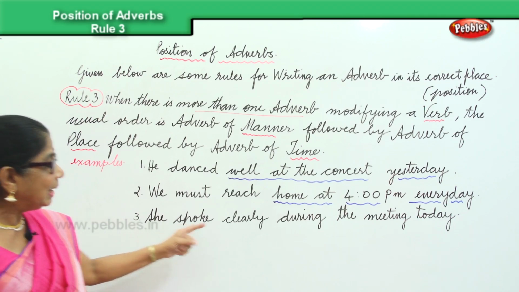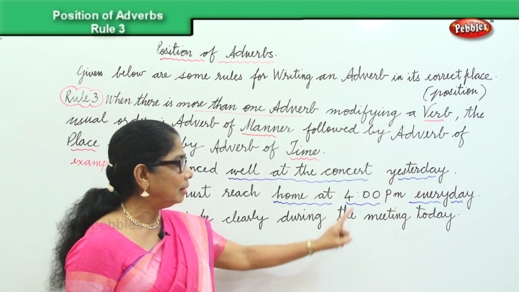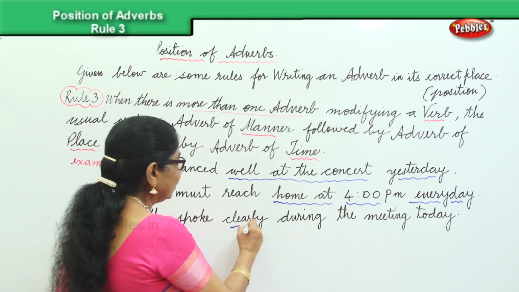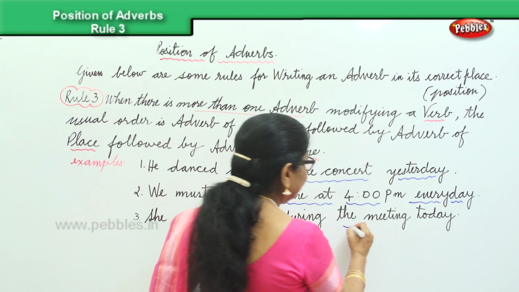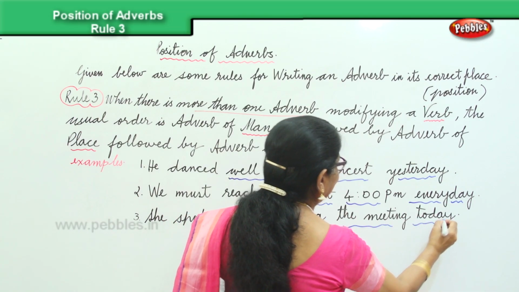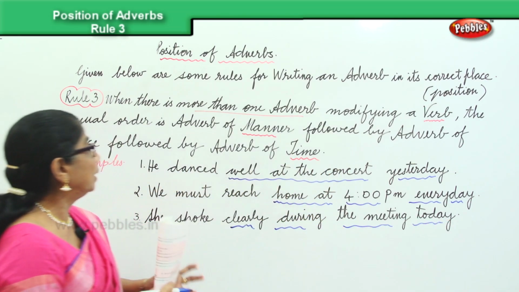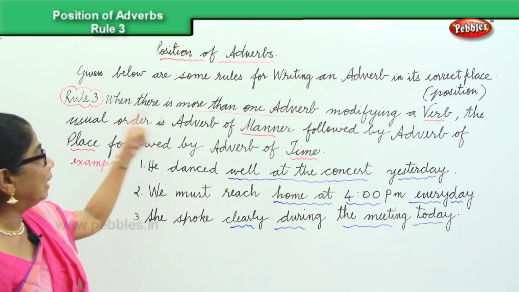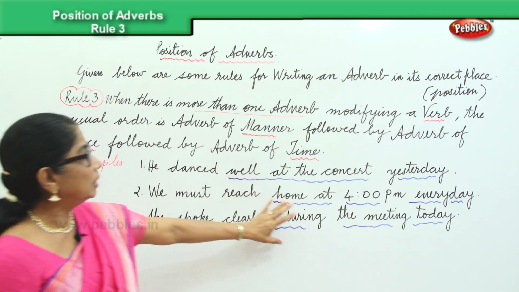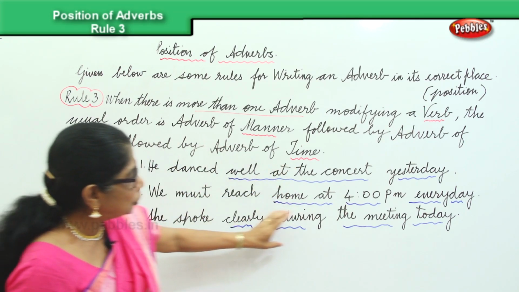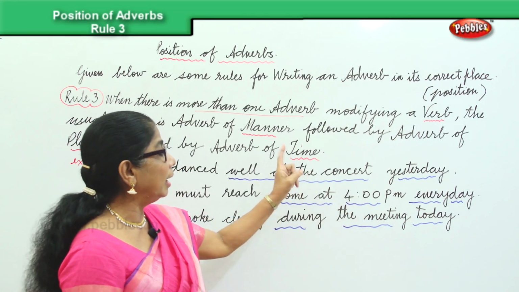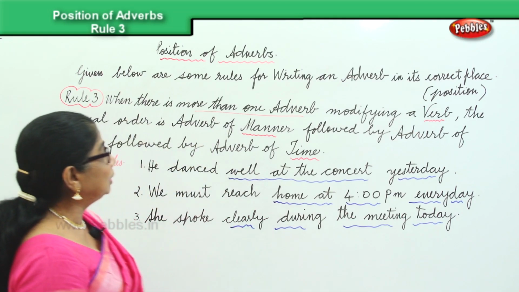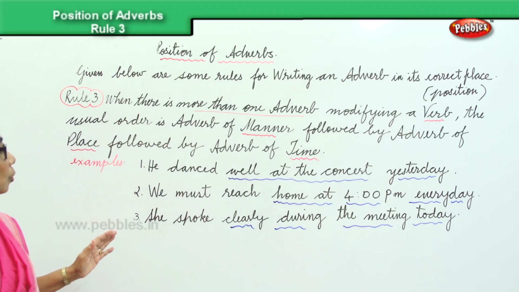She spoke clearly during the meeting today. Now, how did she speak? She spoke clearly, adverb of manner, then place, during the meeting, and time, today. So, we got all the three in order, one follows the other.